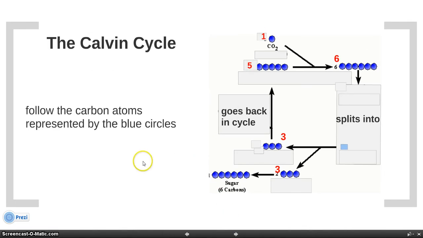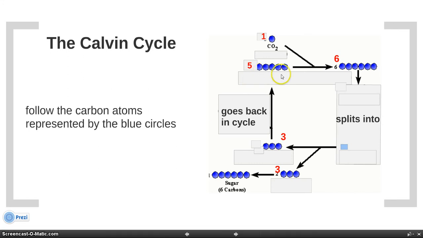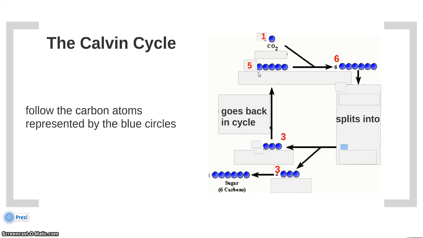Right? So here's the Calvin cycle. Again, let's just follow the carbon atoms, which are represented by the blue circles. 5-carbon compound added to a 1-carbon compound, which is carbon dioxide. 1 plus 5 equals 6. This 6 is split into 2 3-carbon compounds. One will go on to make glucose, or sugar. The other will go back into the cycle to start over again. That is the Calvin cycle.